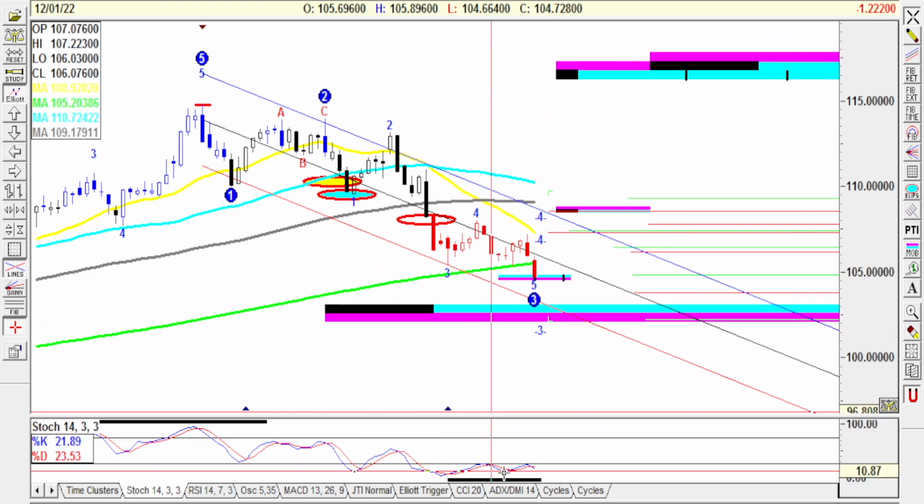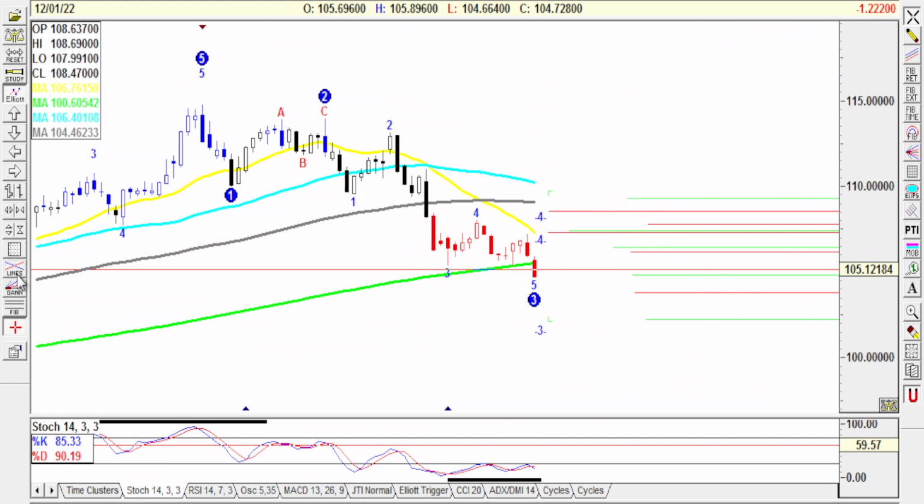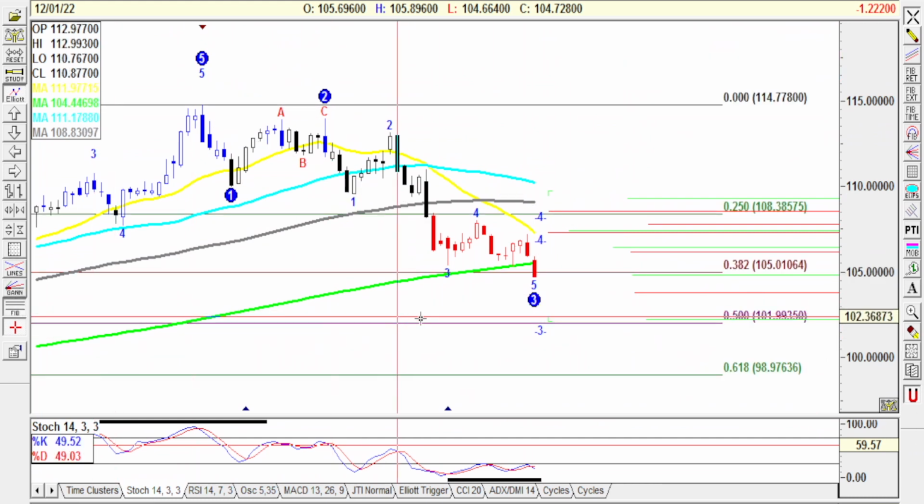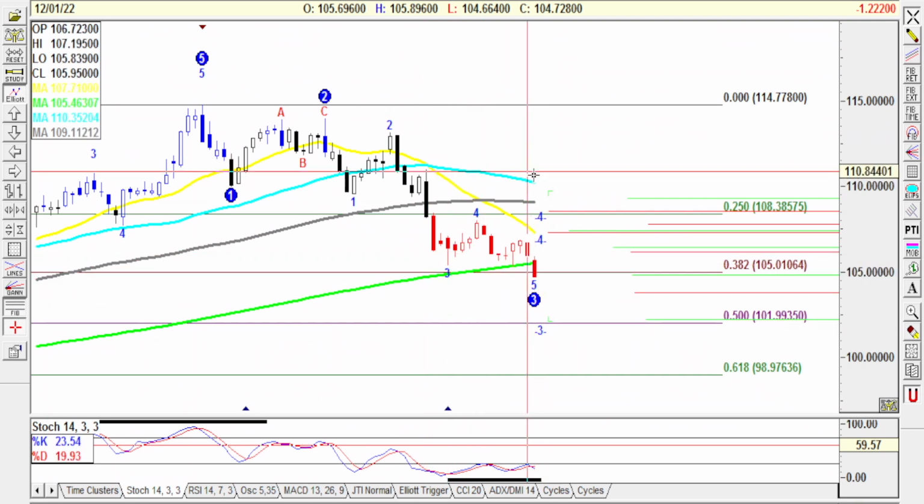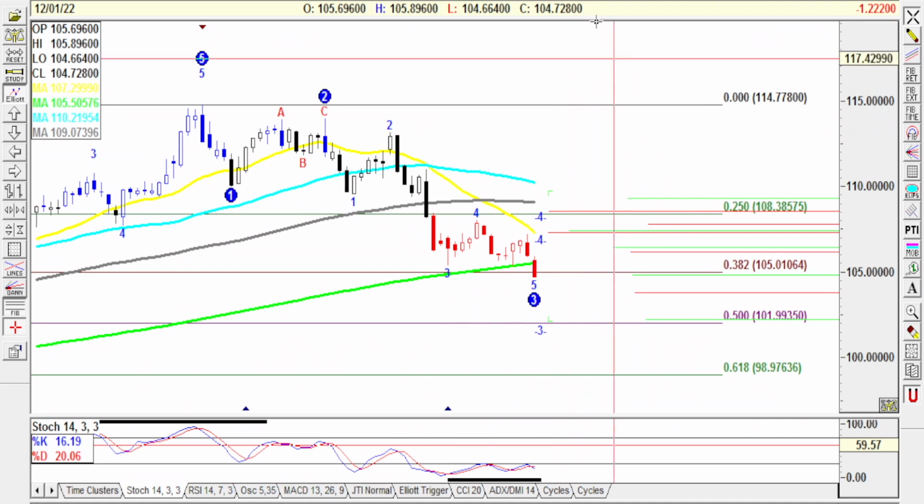And you can see the stochastics are pretty much flat here. On top of that, we have the 50%, which is all the way down here. So we'll see how it's going to play out next week in regards to all these theories colliding together.